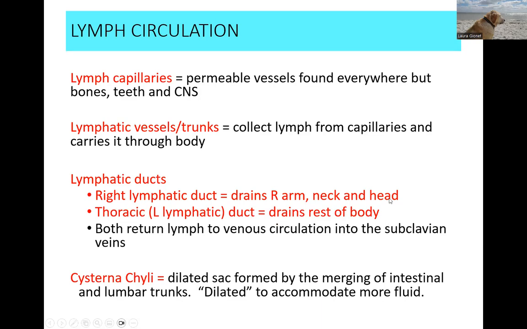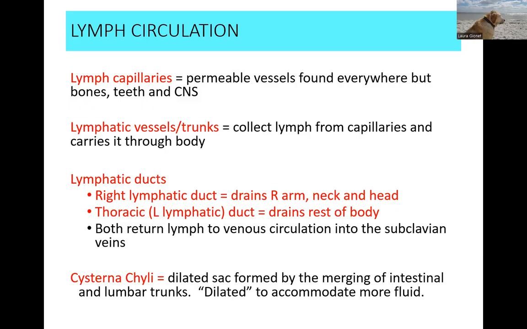Okay, lymph. We have lymph capillaries. Those are permeable vessels found everywhere but bones, teeth, and the central nervous system. We have lymphatic vessels that merge and form trunks. They collect lymph from the capillaries and transport it through the body. And then we have lymphatic ducts. So the ducts are the largest of these vessels or trunks.